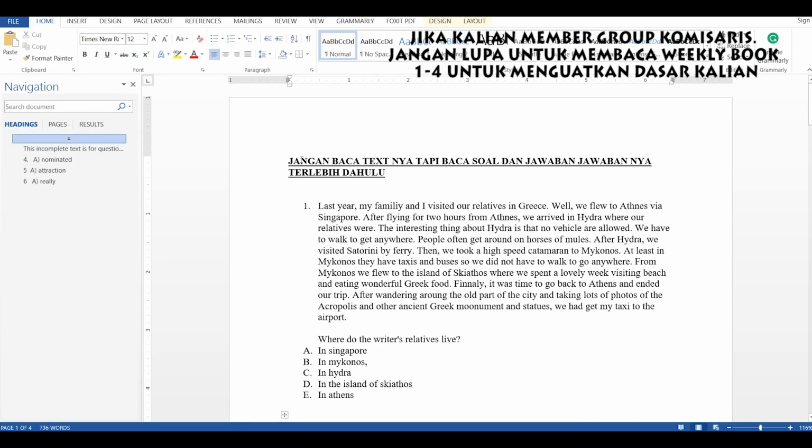The first trick is: don't read the text, but read the question or the answers first. This is an example of a reading section. If you find a very long text like this, don't read the text first, but read the question or answers and try to find the keyword. If you do it well, you will only need less than 10 seconds. Don't read the whole text, but immediately look at the question or answers, and then you will find the keywords.